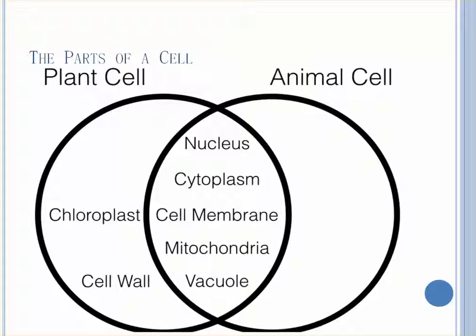And that's the parts of the cell. As you can see here, the animal cell doesn't really have that many differences from the two that they had together. However, the plant cell contains additional parts such as the chloroplast and the cell wall.